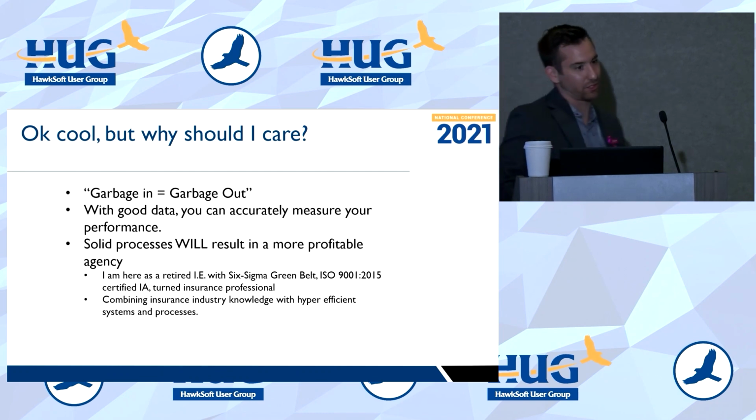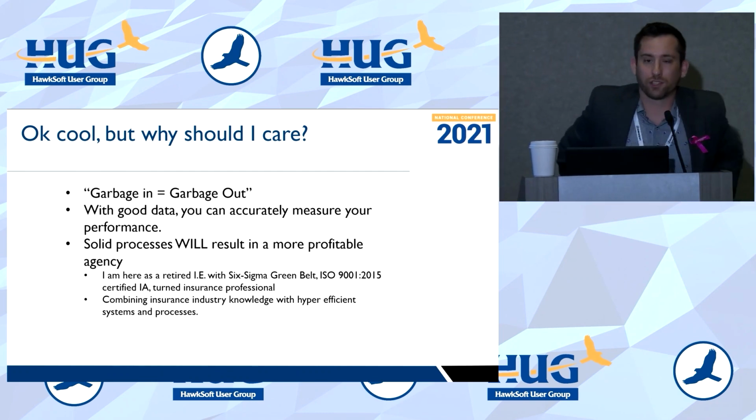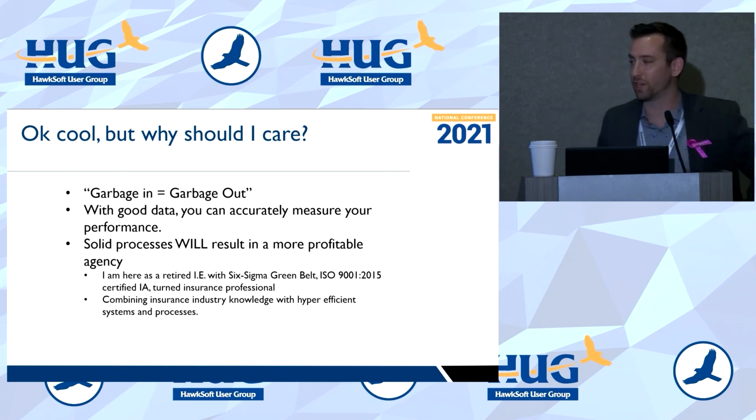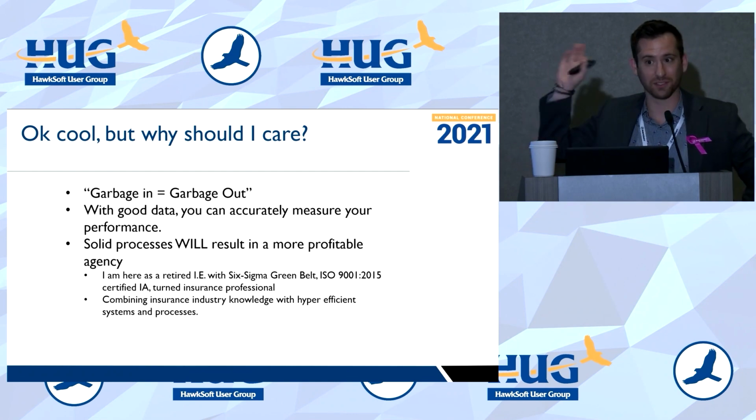So that's a little bit about me. Six Sigma is just a method of statistical process control, and ISO is not the insurance ISO. That is the International Standards Organization. I used to be an internal auditor for the processes and certifications that we did. So this is where I'm from. This is why you should care. Hopefully this is enough to at least earn 45 minutes of your attention.